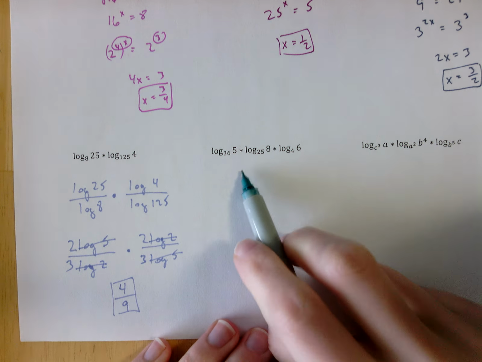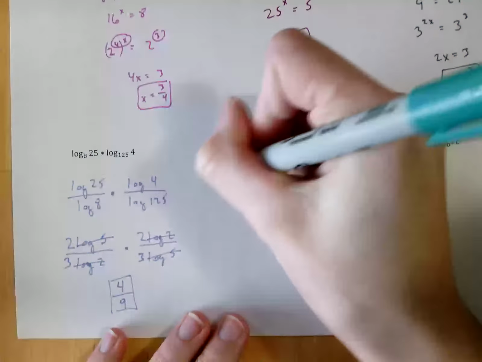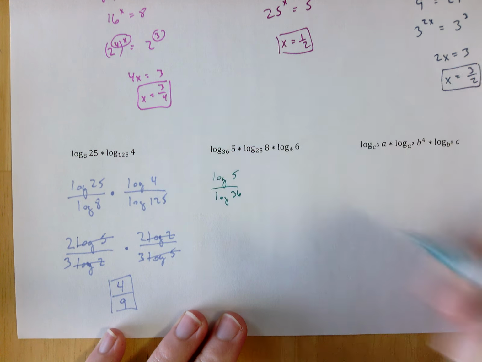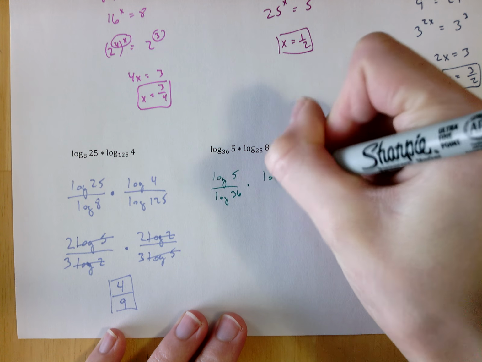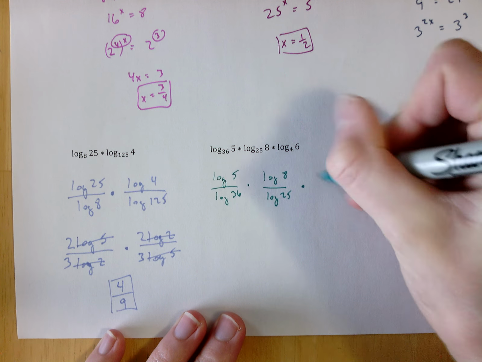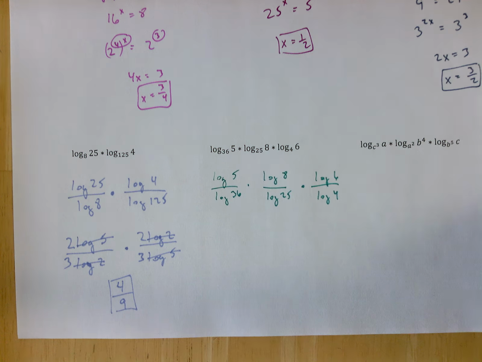All right, so same deal with this guy. This time we're going to have 3 fractions, right? So I can rewrite this as the log of 5 over the log of 36. And then this one is the log of 8 over the log of 25. And then this one's the log of 6 over the log of 4.